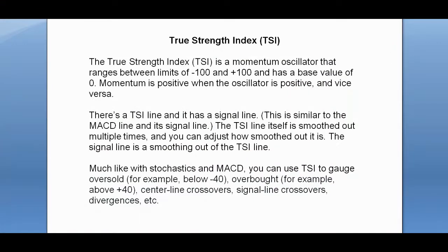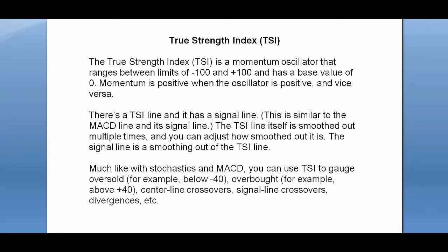So let's take a look at the True Strength Index, and we're going to look at the chart in a moment. But first, what is it? The True Strength Index, or TSI, is a momentum oscillator. And by oscillator, what we mean is it moves up and down within boundaries. It does not go above a certain boundary, it does not go below a certain boundary. And a momentum oscillator tells you the trend, the momentum. Is it to the upside or to the downside, generally?